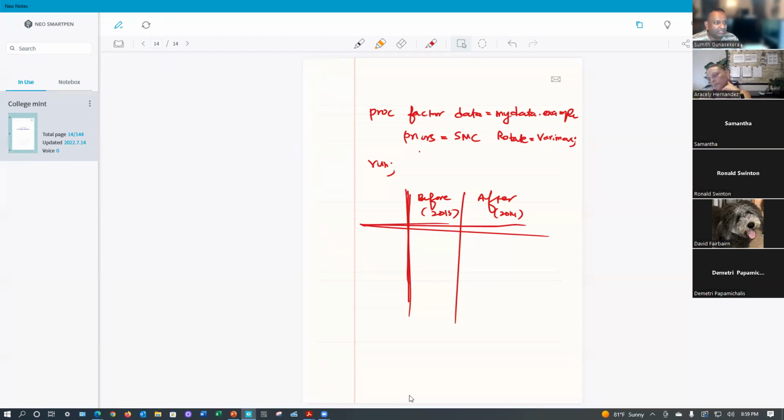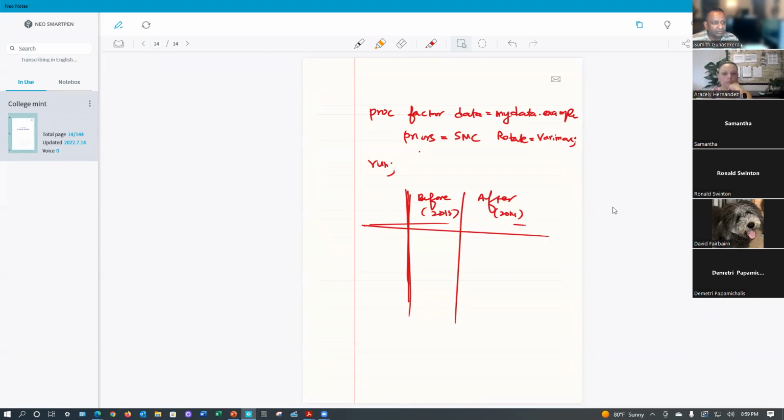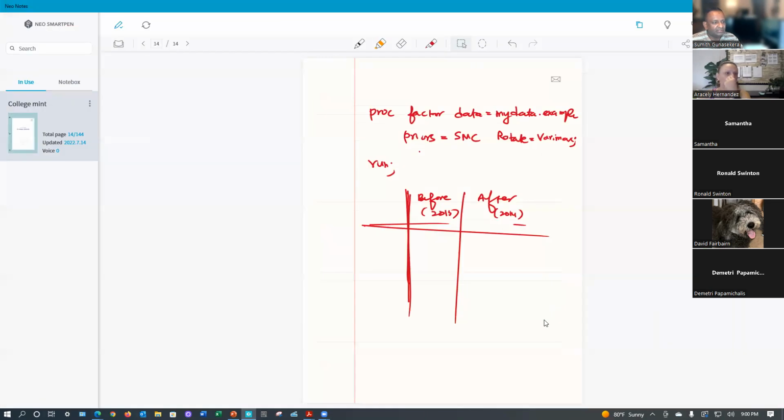So they have how many? 230 stores, see? Actually, 230, okay. So that means this is the store, second store, and so on, up to 230 stores. Then you have the reading, see? You can read it.